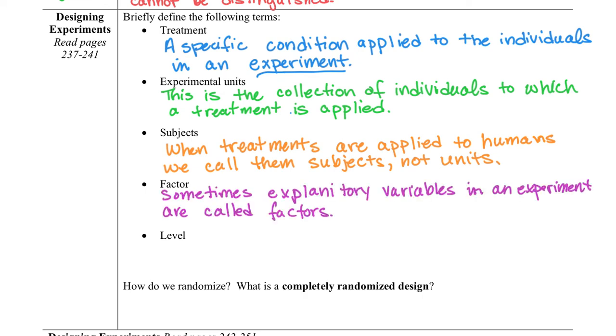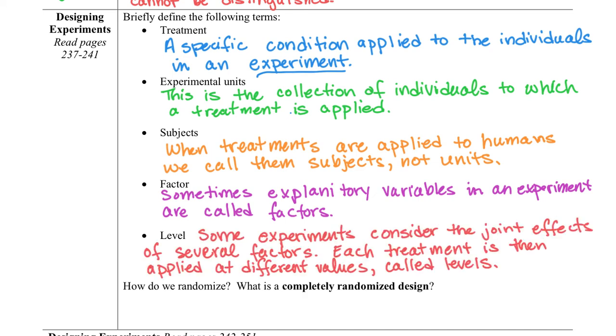Sometimes explanatory variables that are in an experiment are called factors, just a little bit shorter. And you've probably heard this is due to this factor. So I've done an experiment. My patients are improving due to this factor.